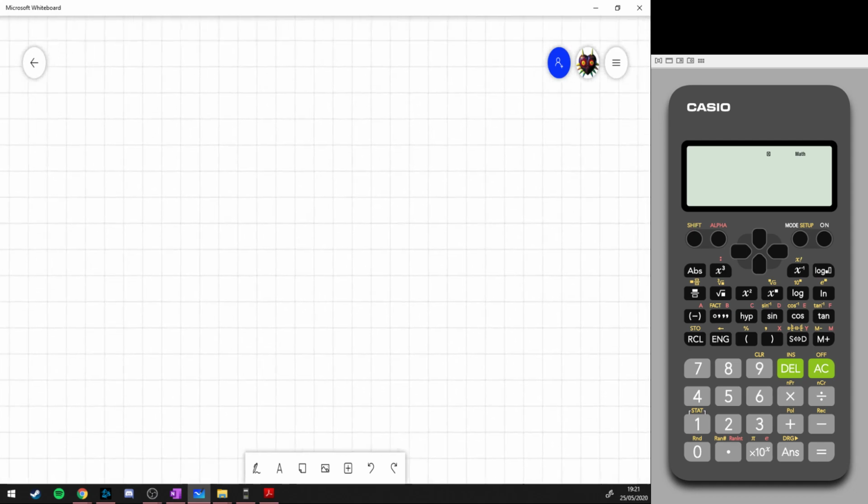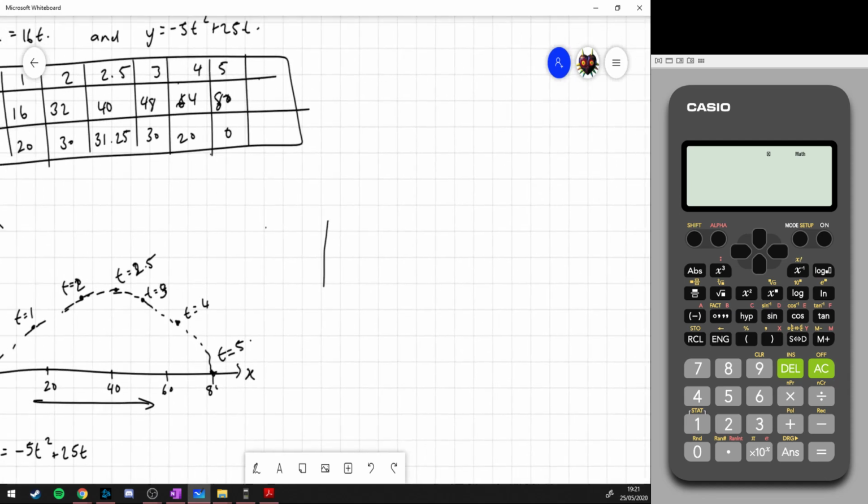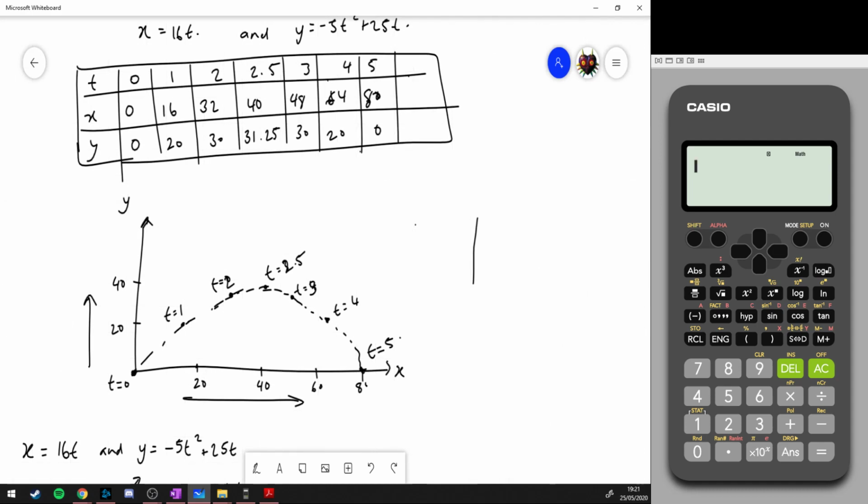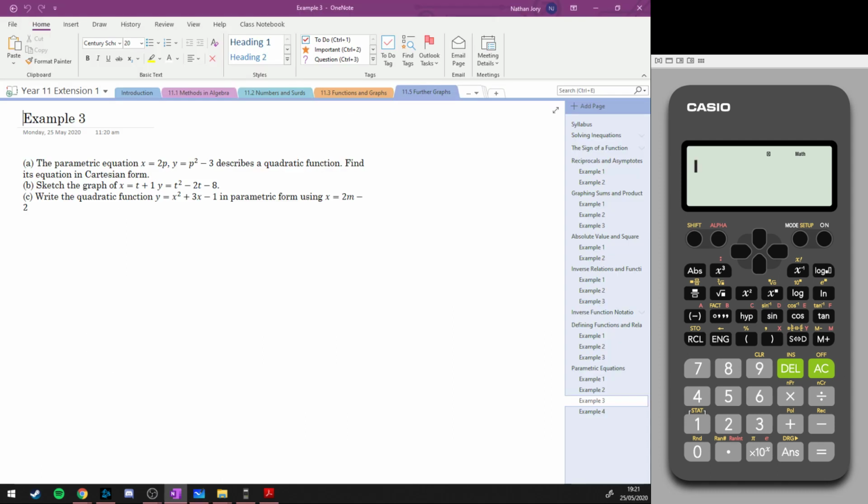So let's have a look at what type of examples you would be looking at in this style of exercise, or in these parametric equations. We're going to start with example 3 because we're focusing on the quadratic first up. We'll go back and have a look at linear in a second video, and then third and finally we will look at a circle. A parametric equation, x is equal to 2p, y is equal to p squared minus 3, describes a quadratic function. Find its equation in Cartesian form.